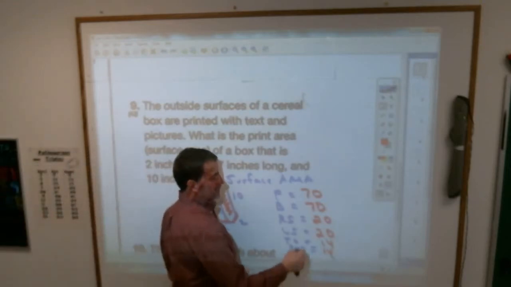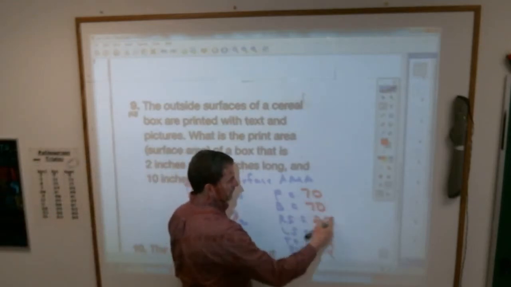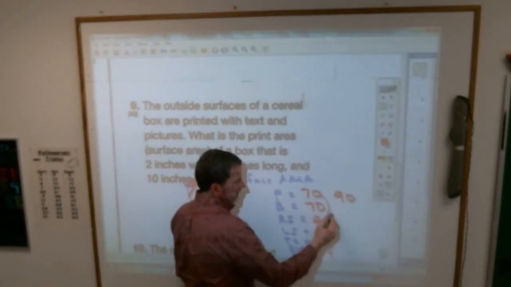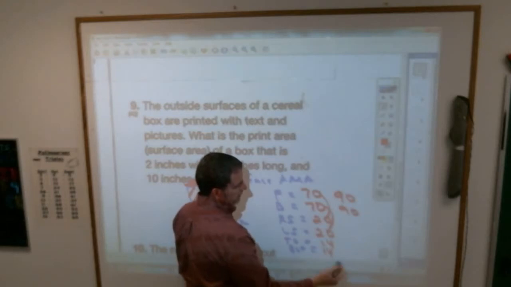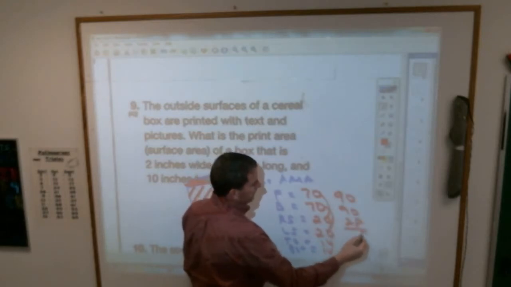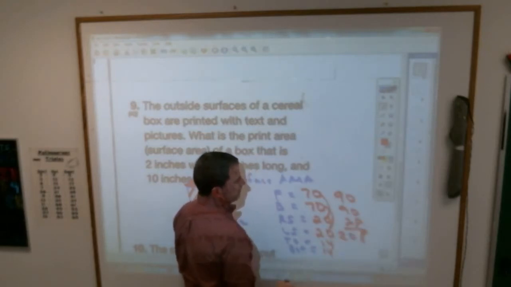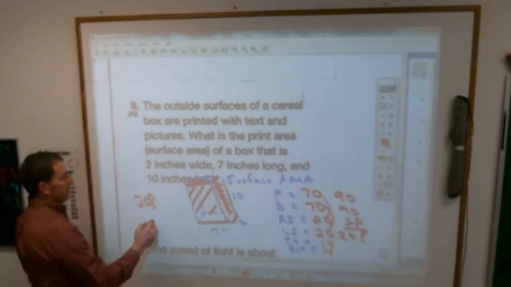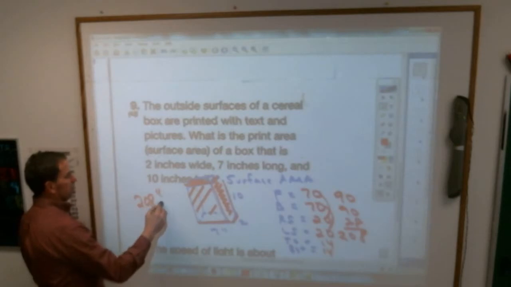Quick way to do it: 70 and 20 is 90. And then there's another 90 here. And then those two together is 180, and the top and bottom add 28. So 208, did I get that right? Yeah. 208, and it's area, so it's inches squared.